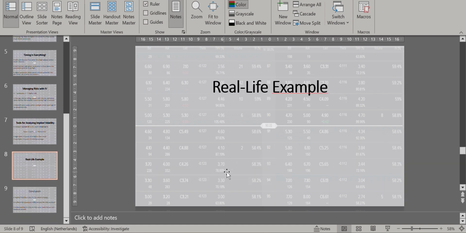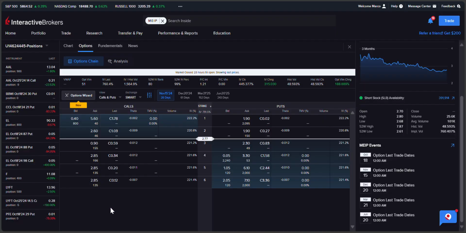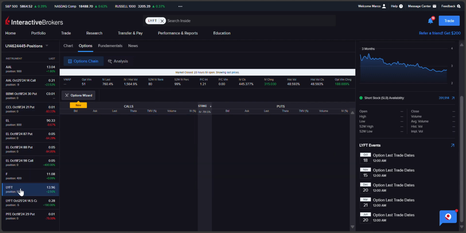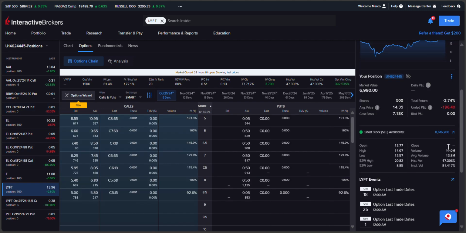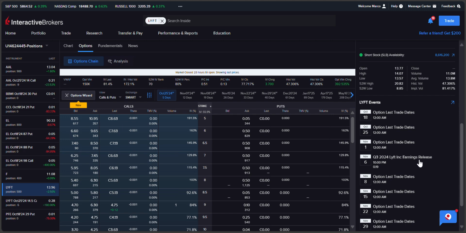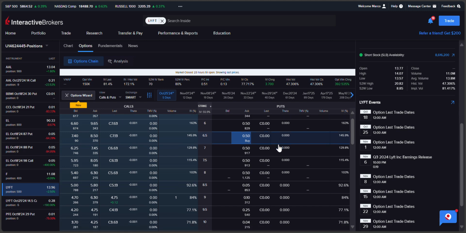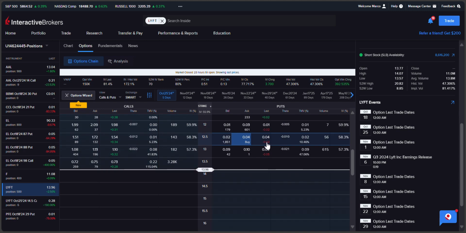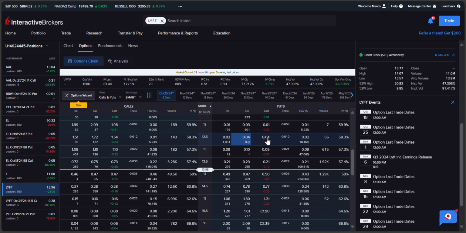The real life example that I wanted to show you I already did, but I can do it for other stocks here. We can consider, for example, Lyft. Lyft has its earnings coming on November the 6th. As you can see, it has an implied volatility of 81%, compared to its historical volatility of around 47%. It's a big difference, all right?